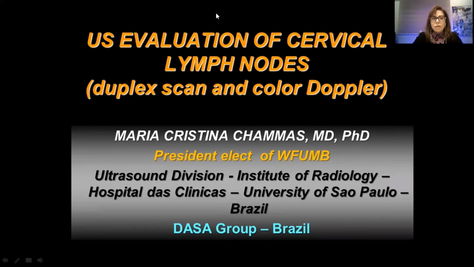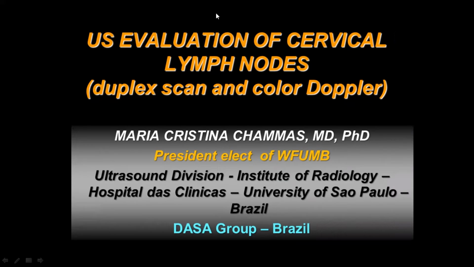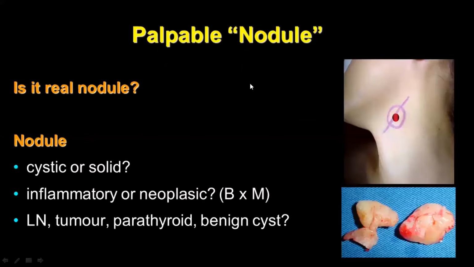Our topic today is cervical lymph nodes. As we know, lymph nodes are superficial structures in the neck. When they are enlarged, they become palpable, and it is difficult to distinguish between malignant and benign lymph nodes by physical examination. In this situation, ultrasound can help a lot.